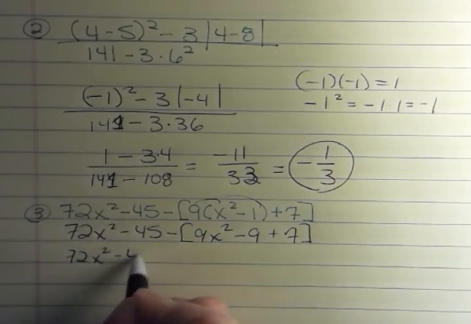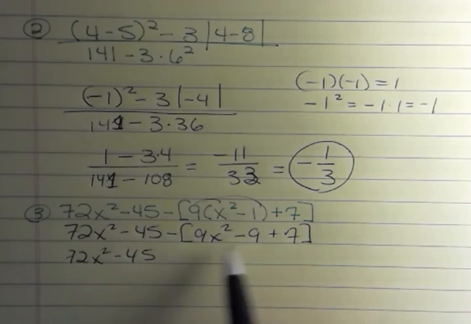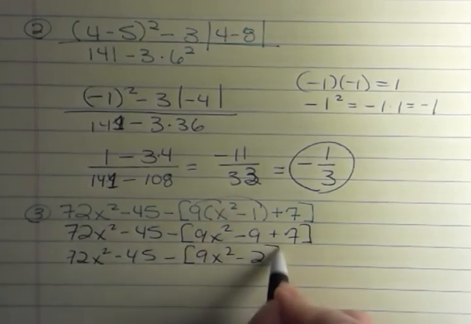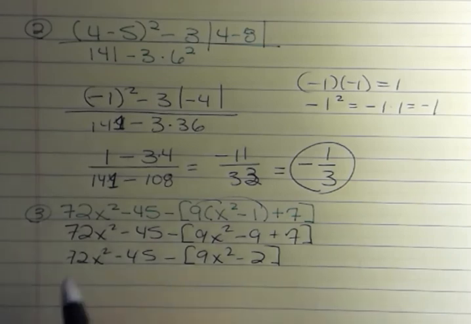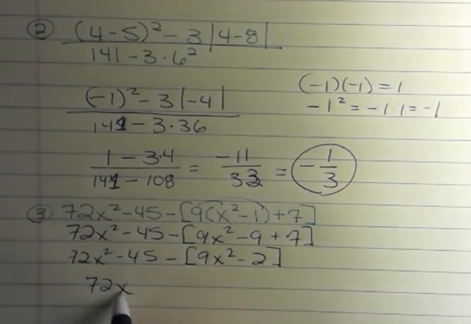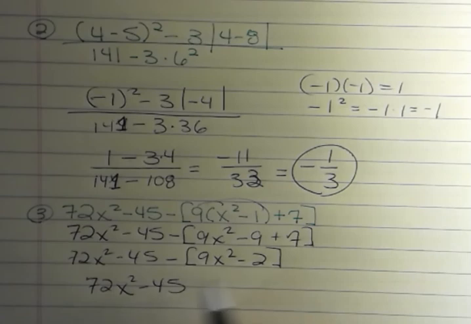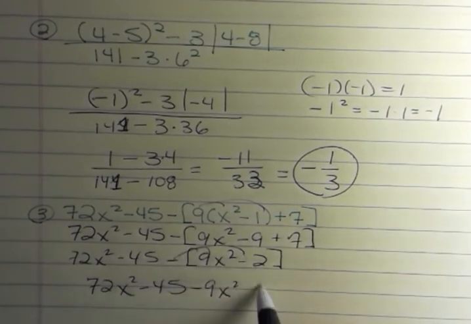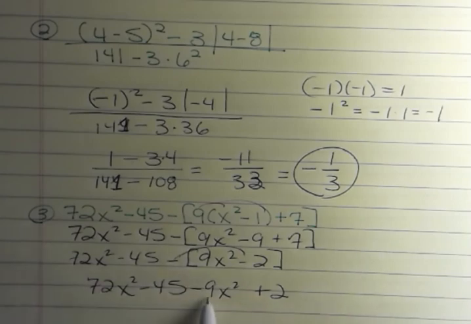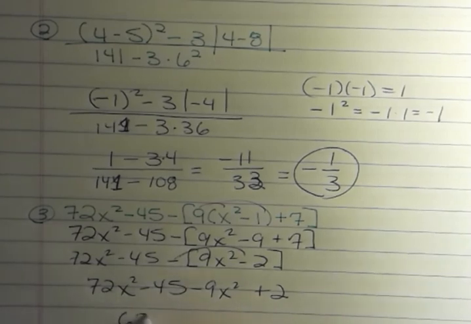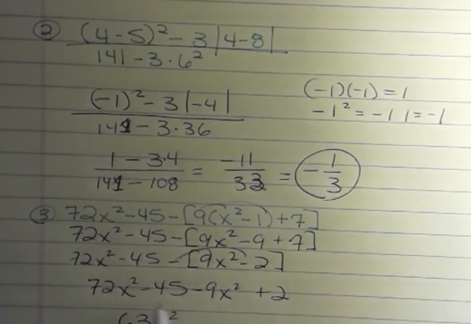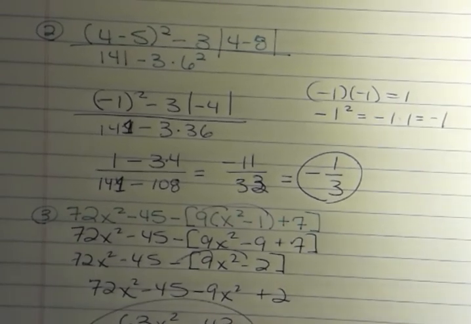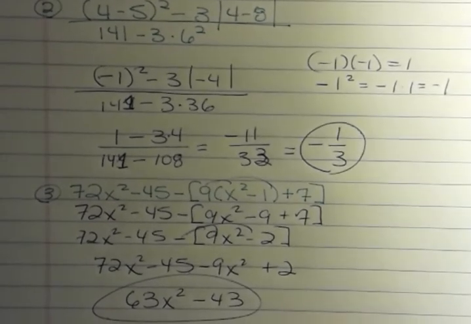72x squared minus 45. And I'm going to go ahead and simplify inside here, 9x squared minus 2. And then I'm going to bring this down, 72x squared minus 45 minus 9x squared and plus 2. 72 minus 9 is 63x squared. Negative 45 plus 2 is negative 43. So that would be the simplified version of that.